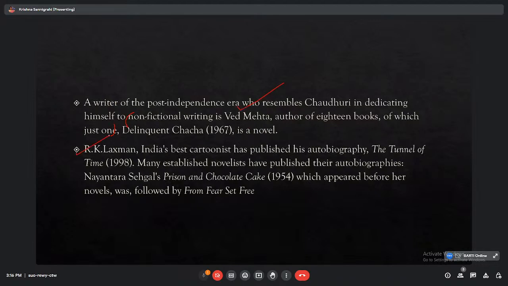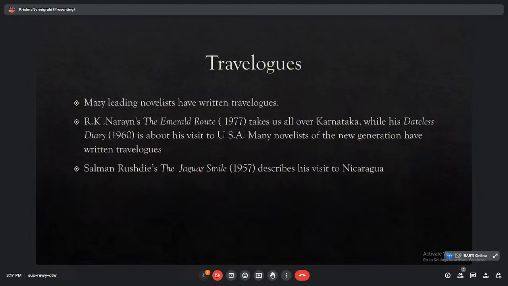Then R.K. Laxman, India's best cartoonist, has published an autobiography, which is The Tunnel of Time, and many established novelists have published their autobiographies, like Nayantara Sahgal's Prison and Chocolate Cake, which appeared before her novel, followed by From Fear Set Free. So there are not only these, but many other autobiographies.